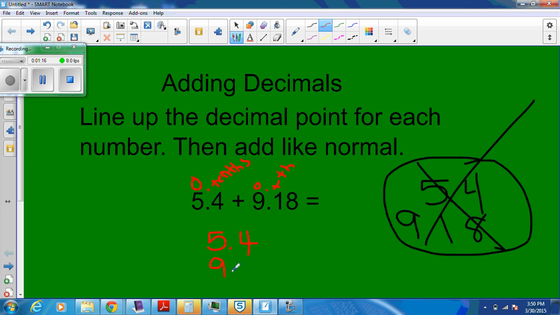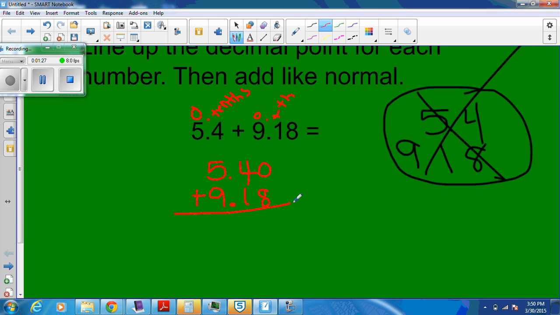So if I was going to write this vertically, I would write 5 and 4 tenths like this. I would make sure my decimal was aligned, and I would write 9 and 18 hundredths. We know from working with decimals that we could add a 0 to the end and not change the value of it. It's an equivalent decimal or fraction. So now I can just add like normal.